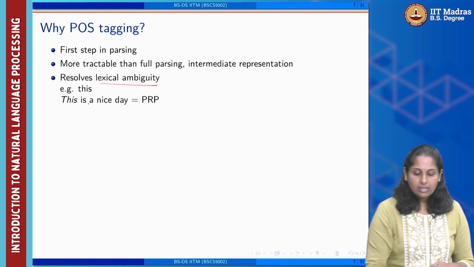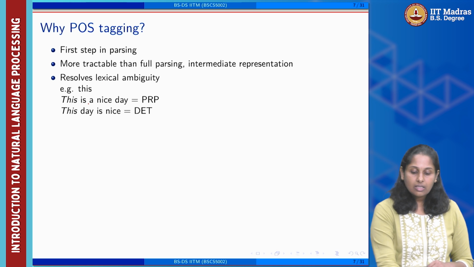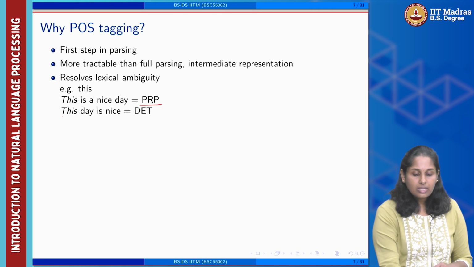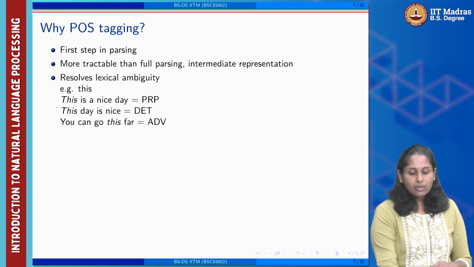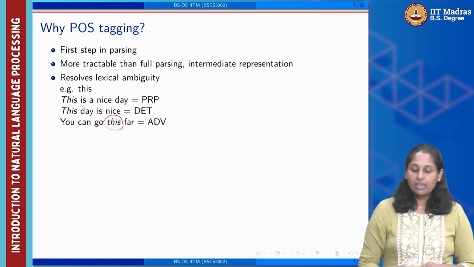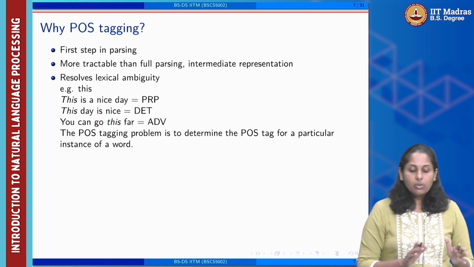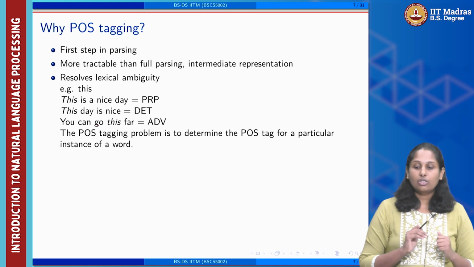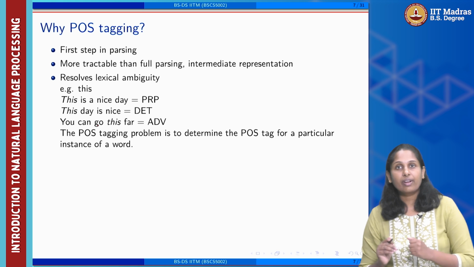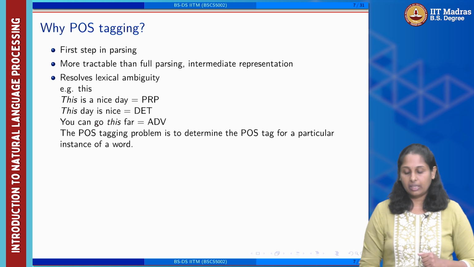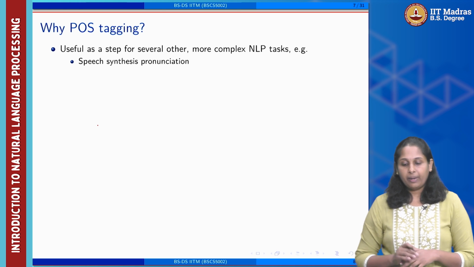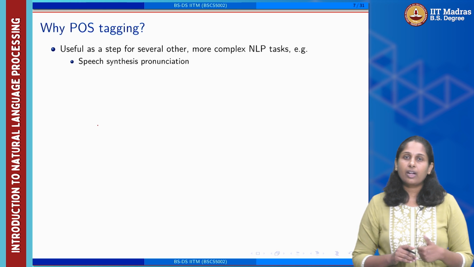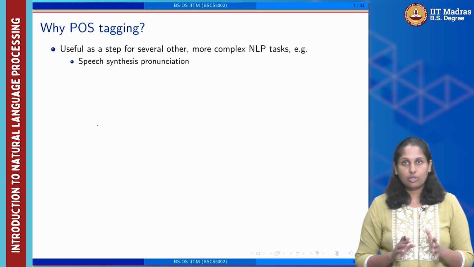For example, in "this is a nice day", this is a pronoun. In "this day is nice", this is a determiner, and in "you can go this far", this is an adverb. So now the POS tagging problem is to determine the POS tag for a particular instance of a word. It's useful for several other applications, especially more complex NLP tasks.